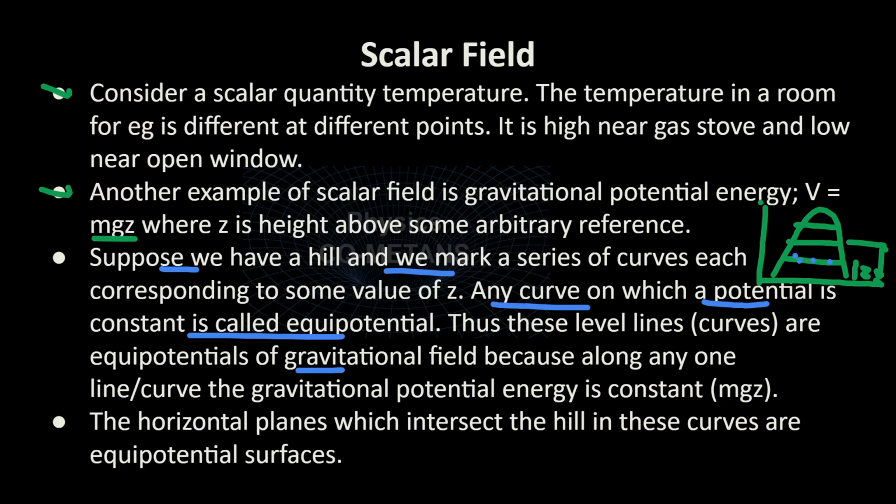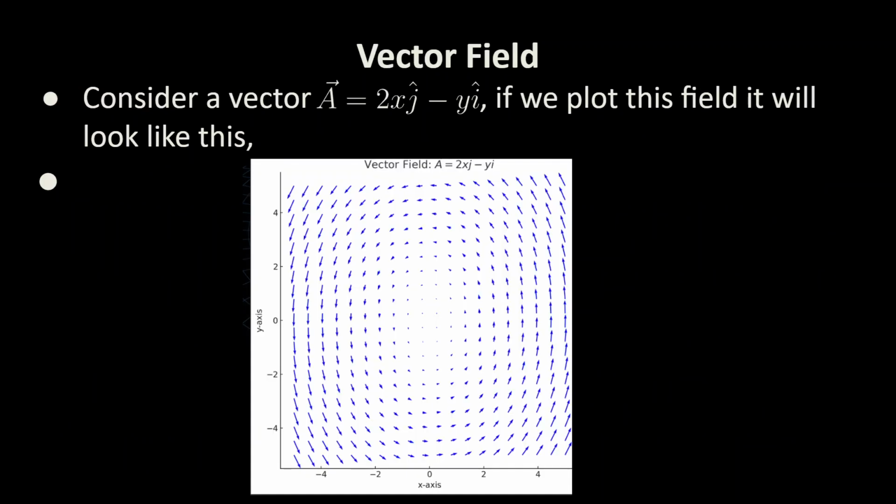Now suppose we take a horizontal plane. If we cut this part, for instance, we will see a plane over here, or if we cut this part we will see a plane over here. What does this plane represent? The horizontal planes which intersect these curves are called equipotential surfaces. Equipotential surfaces are important in electrodynamics when we study potential.